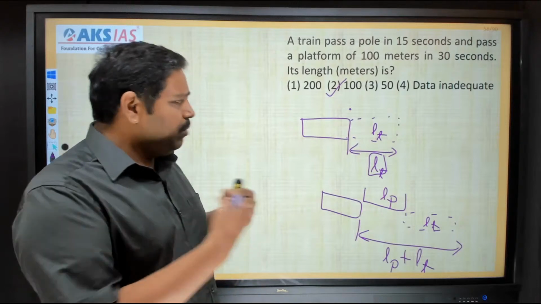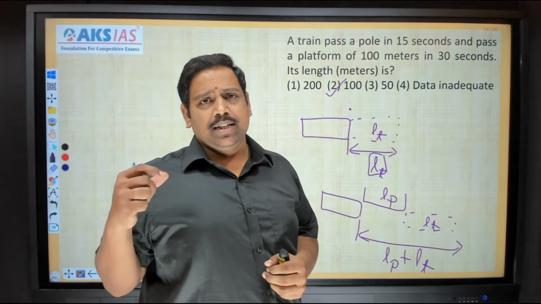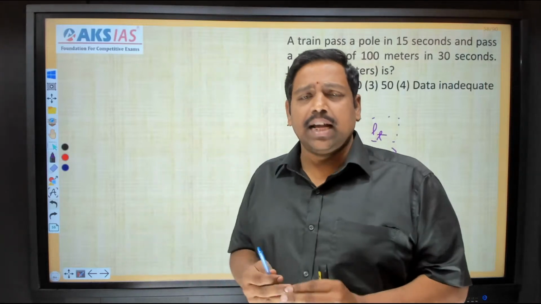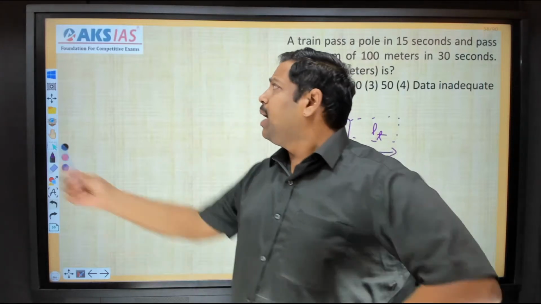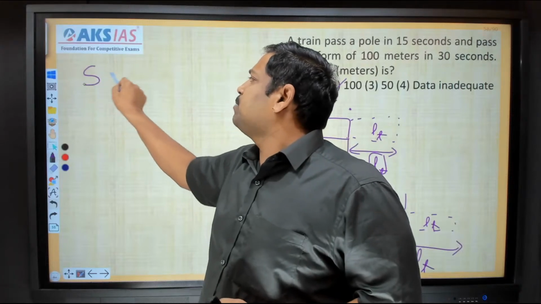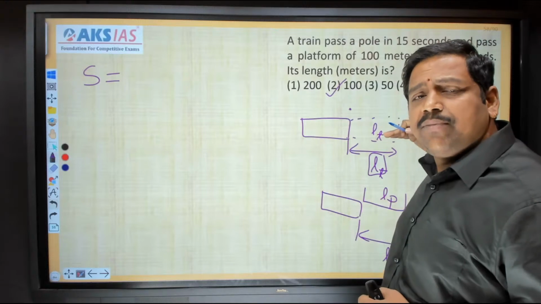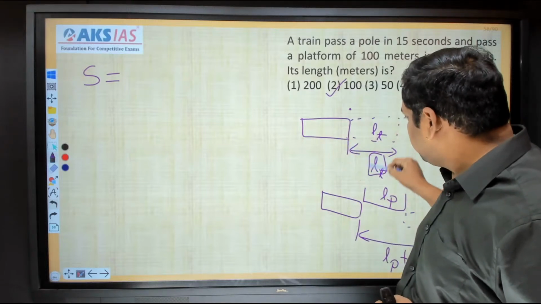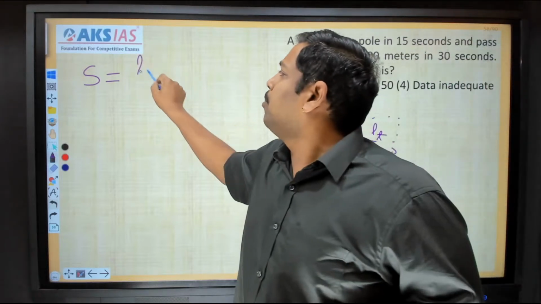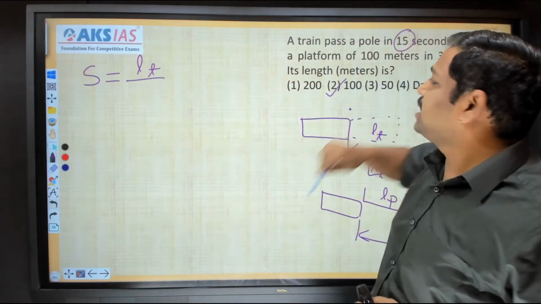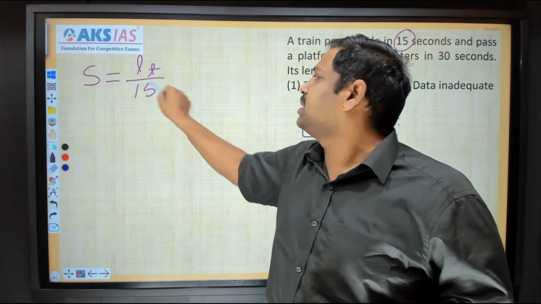If we go directly by using equations, first as I said, I'll go with the conventional method, direct equations, okay? Now I'm assuming the speed of the train. Speed means distance by time, right? So first let us go for the first case. In the first case, what happens? It has to cover the length of the train itself. So LT by time. How much time is required? 15 seconds.